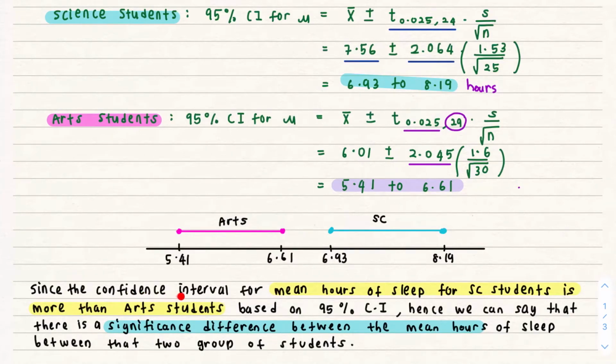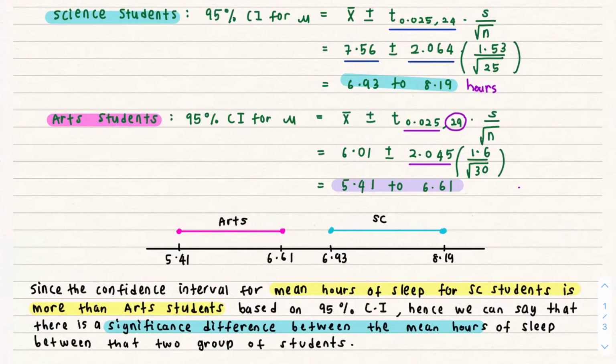So you can write your answer properly. Since the confidence intervals are not overlapping, the mean hours of sleep for science students is more than for art students based on the 95% confidence interval. Hence we can say that there is a significant difference between the mean hours of sleep between the two groups of students. So that's when you have no overlapping values. Alright, it's clear, no overlapping values.